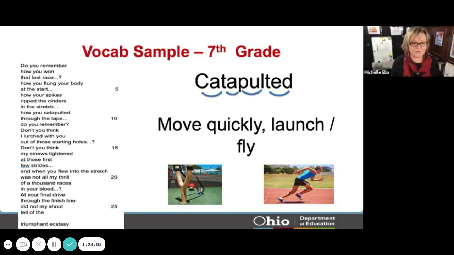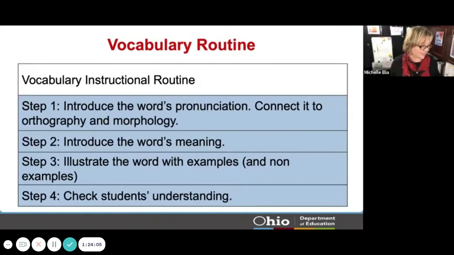So then I'm on step 3 now. We did the word's meaning. We want to give some examples. So if I'm going to go very quickly from the starting line, I'm going to catapult forward. Or if I'm going to throw something, I might catapult it across the room. If I walk very slowly and leisurely, am I catapulting from the starting line? If I walk slowly and leisurely, am I catapulting? No, not so much.